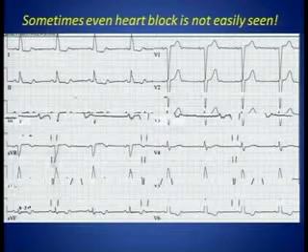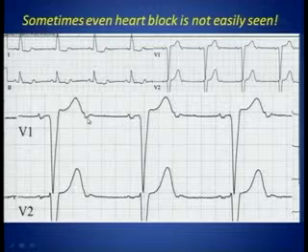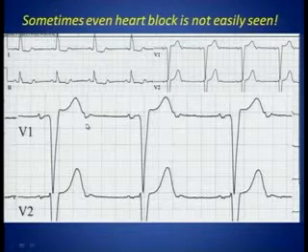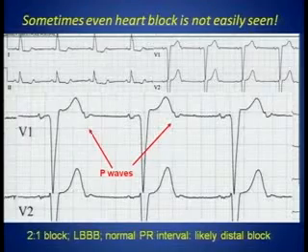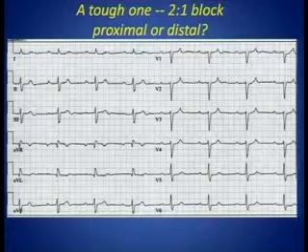Hard to see. I showed this one yesterday, and there's the P wave at the end of the T wave. This is 2 to 1. It's a left bundle. It's probably distal block. Likely distal block. Here's one of the ones that'll get you. And there is a clue here.